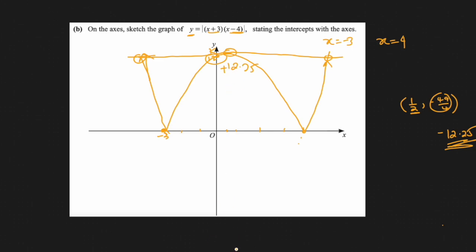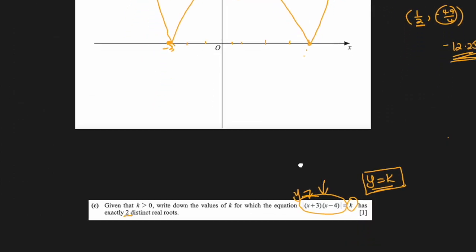So our answer is the value of k. In here they asked what is the value of k. So the value of k will always be greater than the fraction, that was 49 over 4, or k is greater than 12.25. That's the answer.